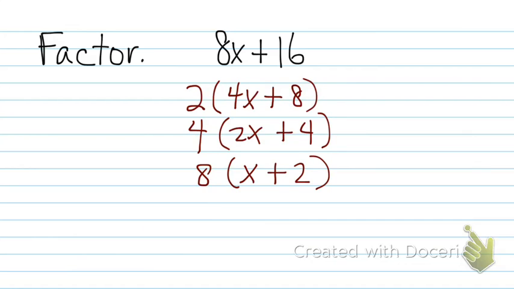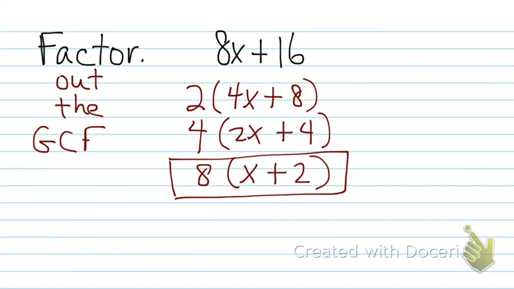Now the problem here is we mathematicians don't really like getting 3 different answers when we ask you to do something. In fact, we're going to limit ourselves to just the last answer here, 8 times x plus 2, and we're going to change our directions to factor out the GCF. If you look at 8x and 16, the largest number that you can factor out of each of those is 8. Or the other way to say it is the largest number I can divide 8 and 16 by is 8. And so we're going to factor out the GCF, and that's what we're going to use to factor problems like this.